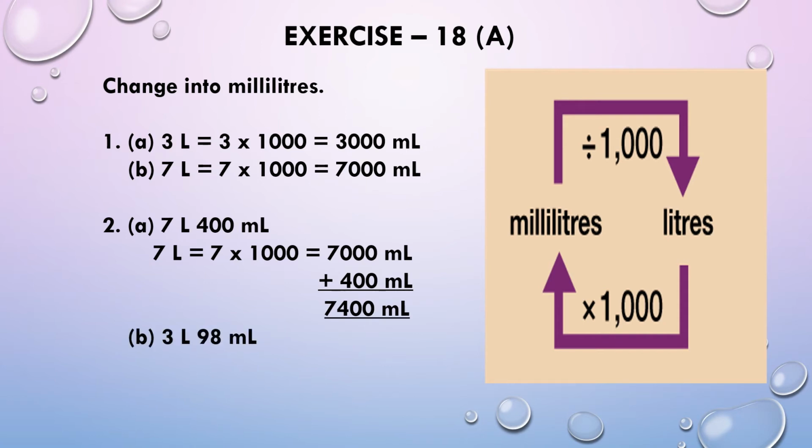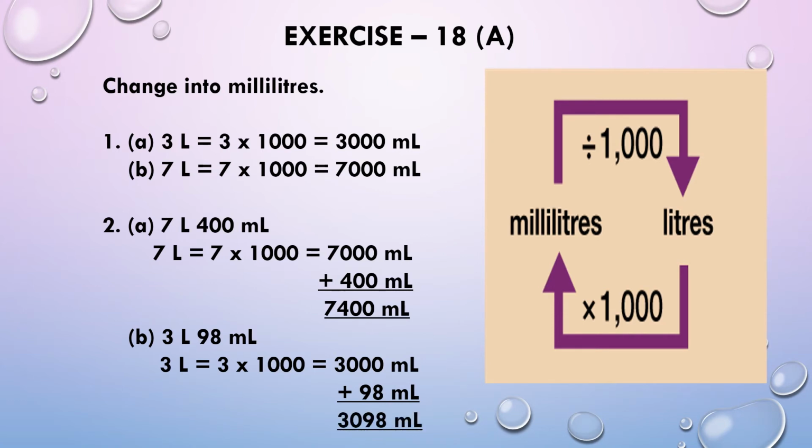Same way children, B part also, 3 liters 98 milliliters. Change liters part only, that is 3 liters. It will be equal to 3000 milliliters by multiplying by 1000. Then add 98 with it. Both are in milliliters now. Now you add it and you will get the answer 3098 milliliters.